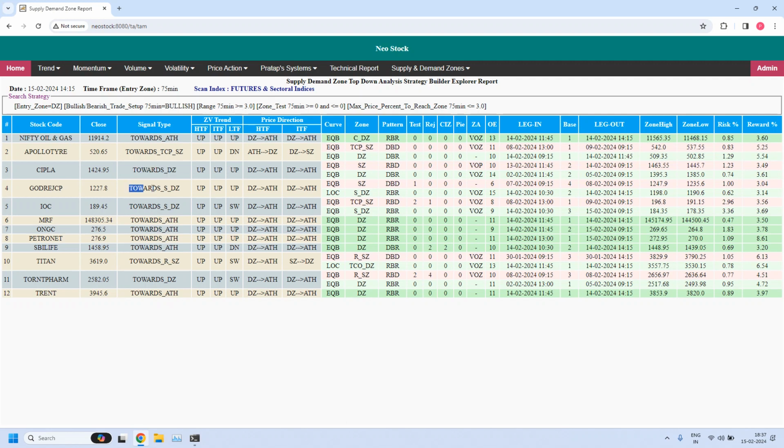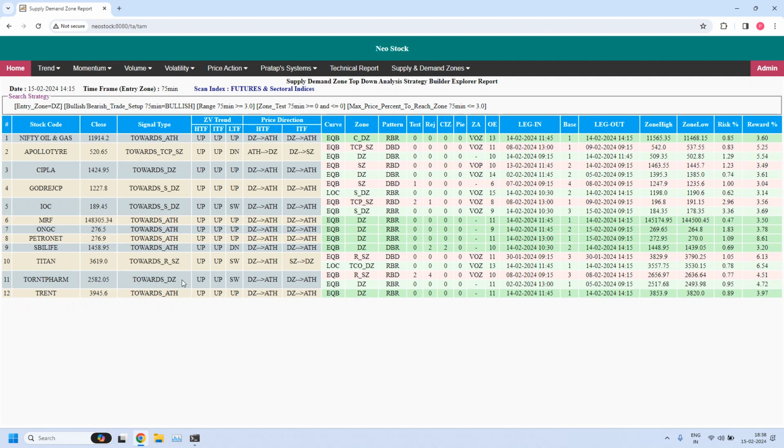And Godrej Properties is also moving towards the demand zone. Moreover, it is a high liquidity demand zone and a fresh zone. IOC is also moving towards the demand zone. This is also a high liquidity zone. And Torrent Pharma is also moving towards the demand zone. So currently these 75 minutes stocks are moving towards the demand zone.